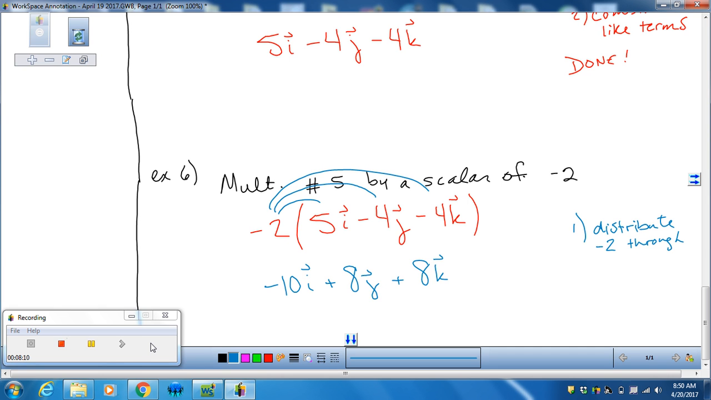Congratulations, you have just learned how to multiply vectors by scalars as well as add and subtract vectors. We are done with our notes, so thank you for your attention and have a good one.